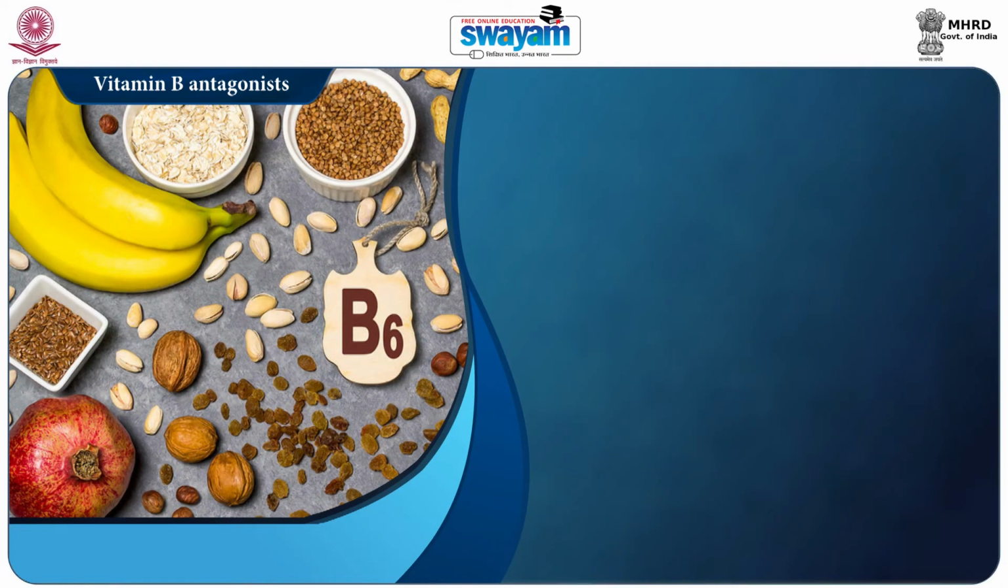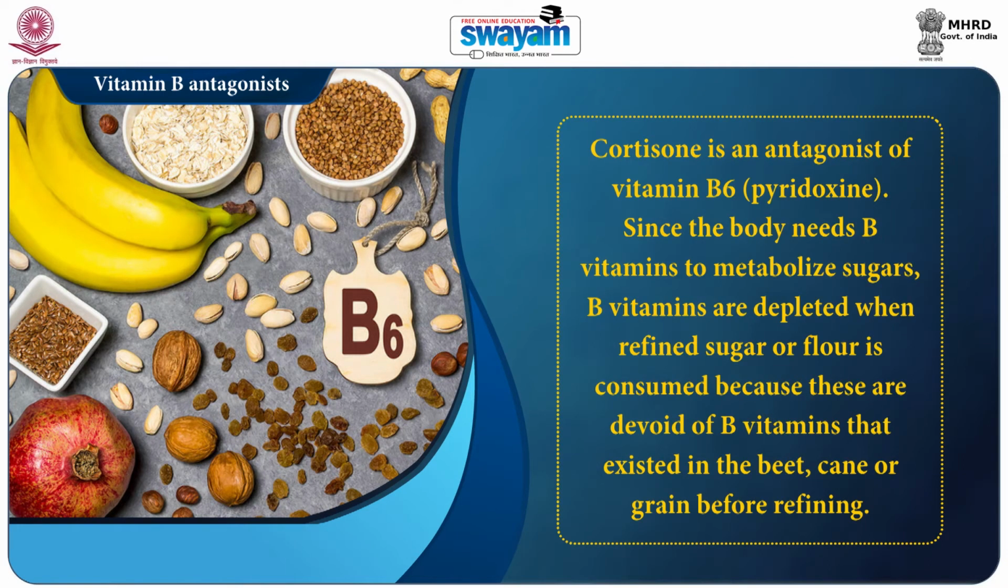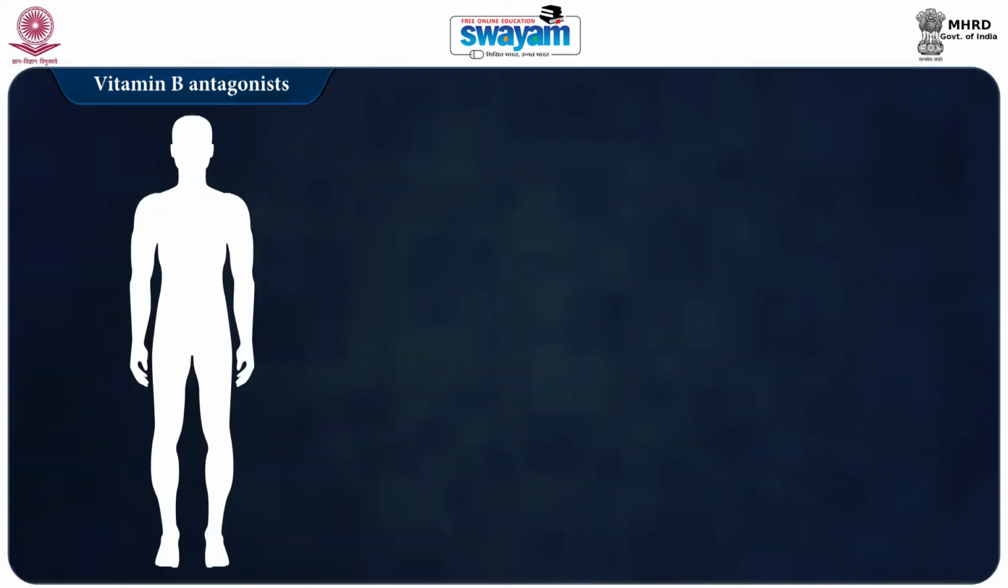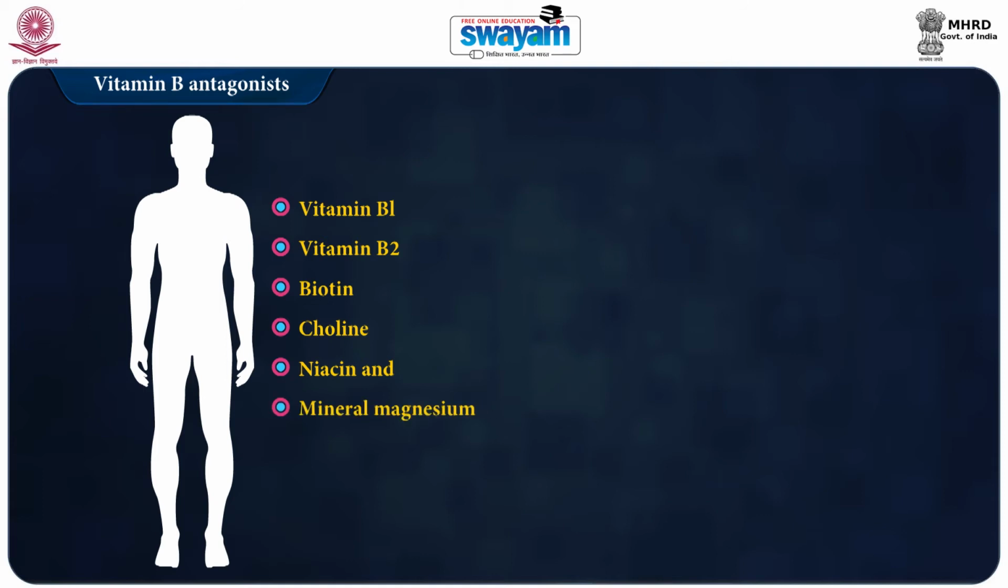Moving to vitamin B antagonists, cortisone is an antagonist of vitamin B6, that is pyridoxine. Since the body needs B vitamins to metabolize sugars, B vitamins are depleted when refined sugar or flour is consumed because these are devoid of B vitamins that existed originally in the beet, cane or the grain before refining. Specifically, the body's supply of vitamin B1, vitamin B2, biotin, choline, niacin and the mineral magnesium are depleted when refined sugar and flour are consumed.